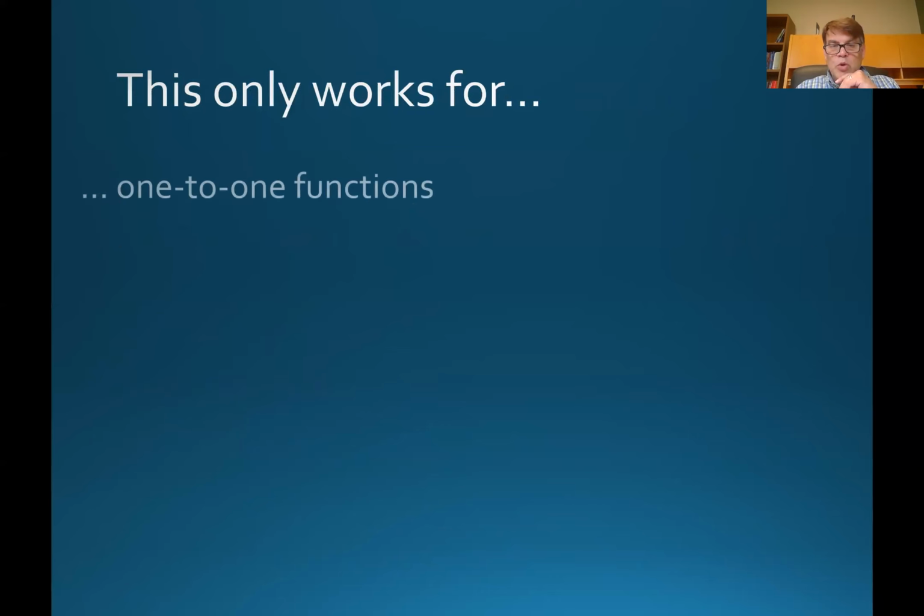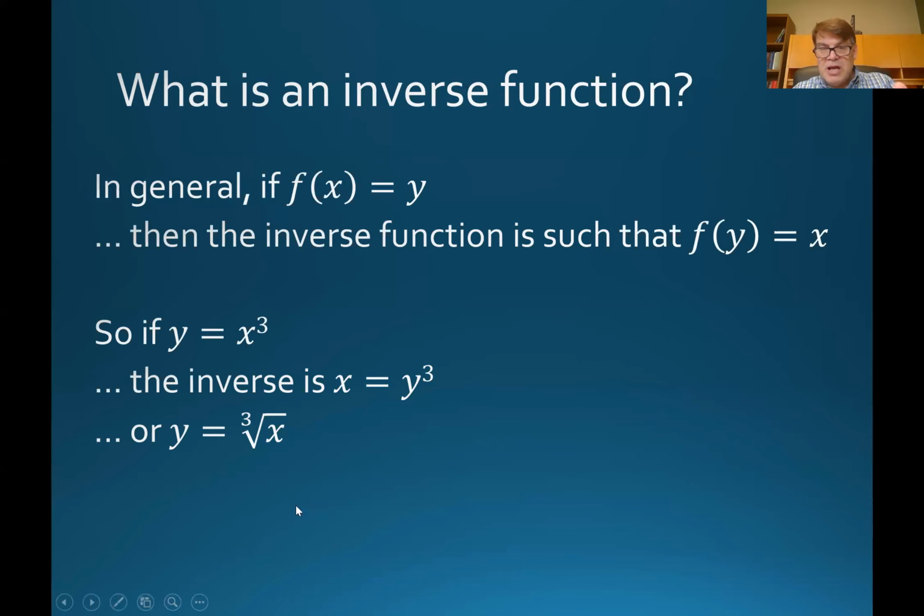Now, this only works for what are called one-to-one functions. A one-to-one function is a function where for every number you put in, you only get one number out. For example, when I was first making this slide, I thought about starting with y equals x squared, but x squared doesn't work because there's both the positive and the negative, right? It's plus or minus the square root. And so y equals x squared is not a one-to-one function.